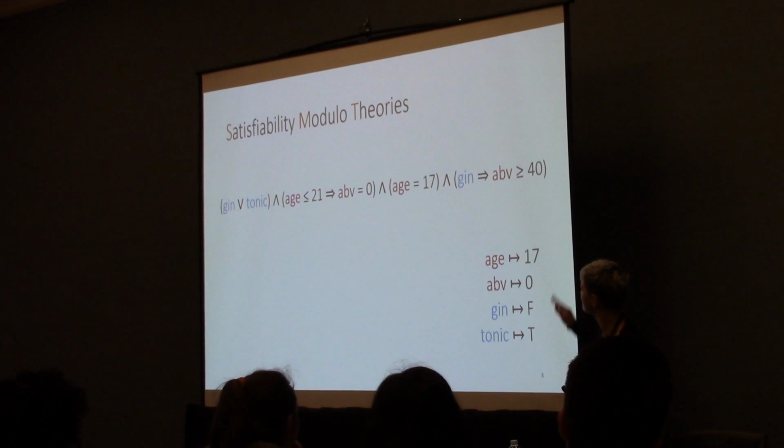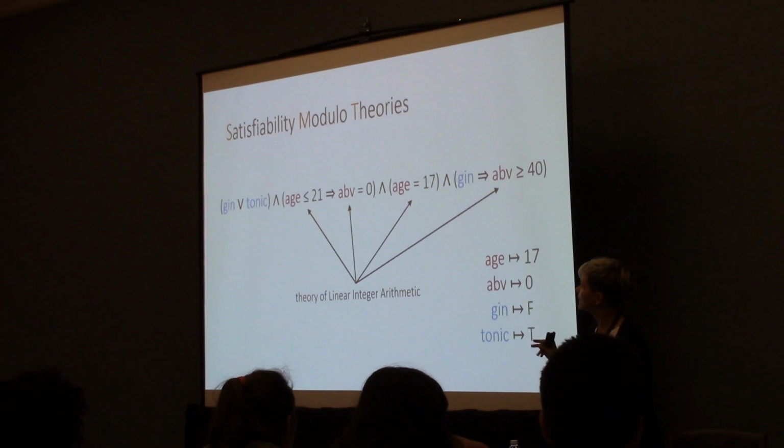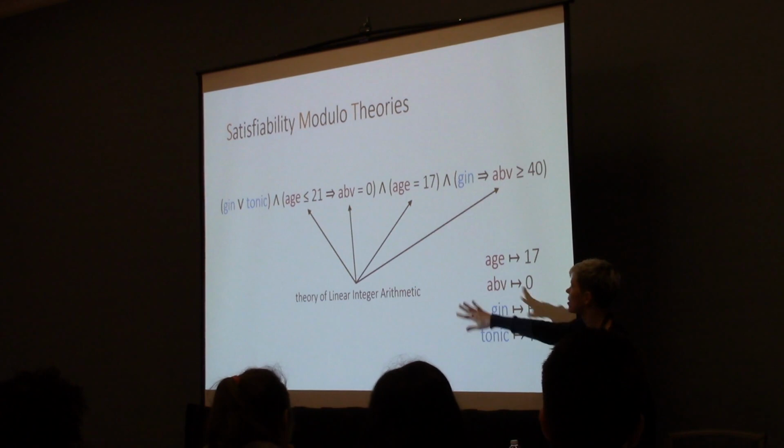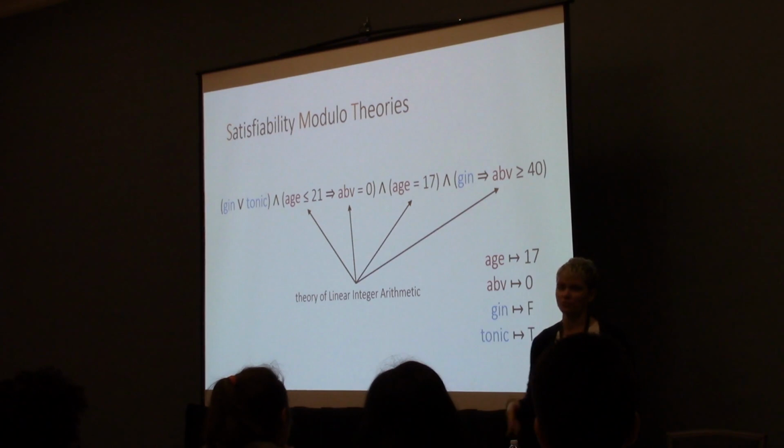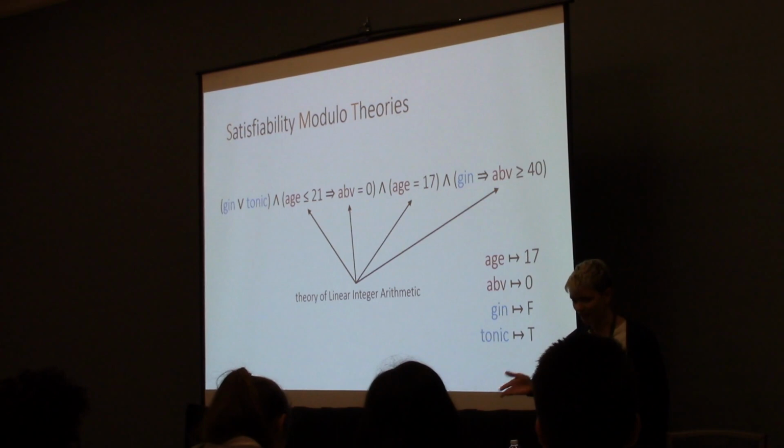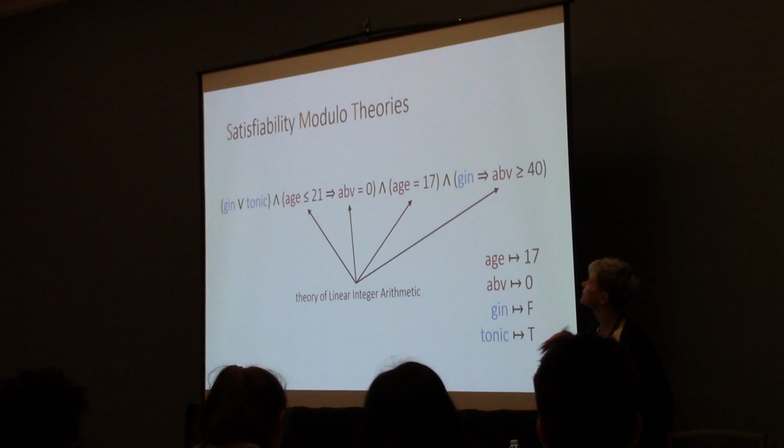Okay, here we only wanted to reason about integers and compare them to things. So this would be, in particular, a theory of linear integer arithmetic, which is a very popular theory in SAT solvers. Almost all solvers support that, and they're very good at reasoning about that. But there are other theories you can use, like uninterpreted functions, arrays, and so on.